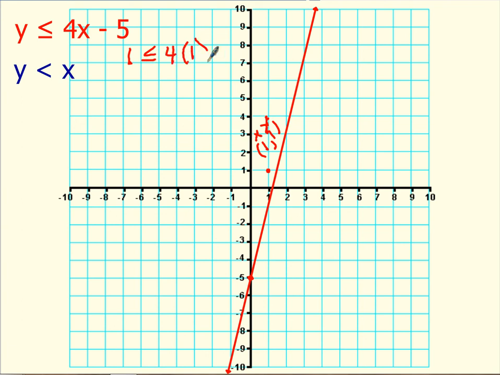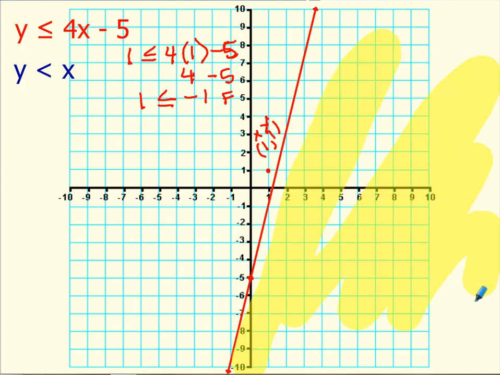So let's try that. Y is 1. X is 1. 4 times 1 is 4. 4 minus 5 on the right hand side is -1. Is 1 less than or equal to -1? This is definitely false. So I'm going to shade on the opposite side of that line. Everything over here is going to be shaded.